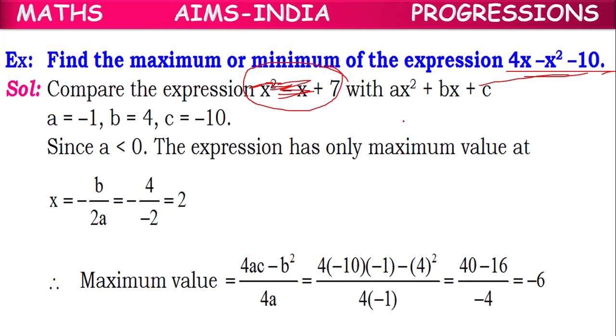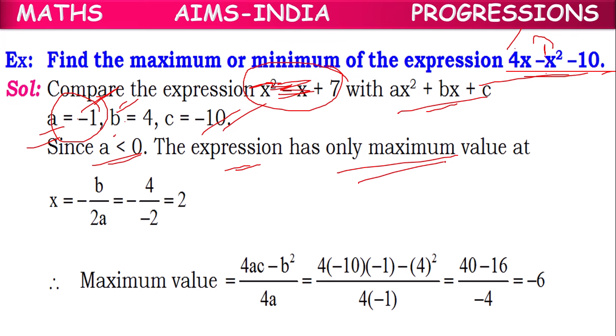If we compare this equation with this one, a means the x square coefficient. For the x square coefficient, there is nothing, so we can keep 1 here. So the a value is minus 1. b means the x coefficient, 4. c means the constant, minus 10. But here the a value is less than 0. So the expression will have a maximum value at x equal to minus b by 2a. If we substitute the values, at x equal to 2, it will have the maximum value.